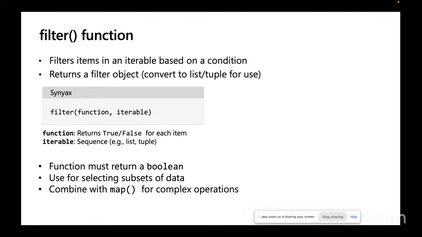Now what you have to make sure is that the function you write returns either true or false. Why? Because based on the outcome of this function, filter will consider whether to use this item or send this item further or not. And second is the iterable. So the iterable is either list, tuple, set, dictionary, anything. Okay?